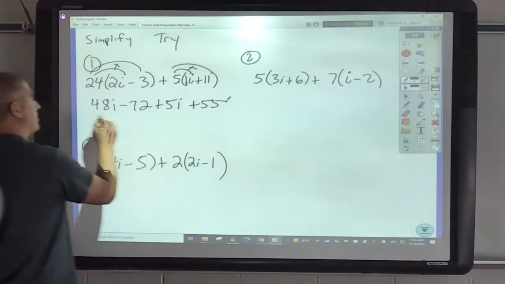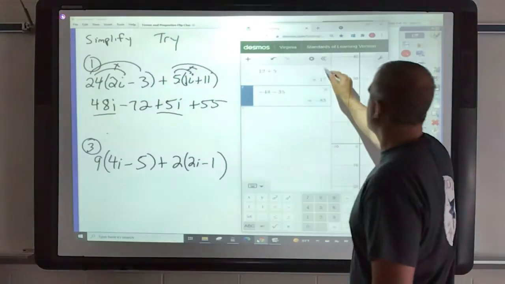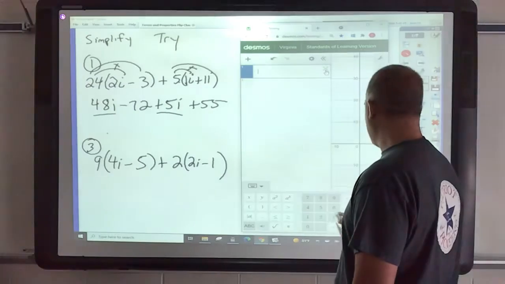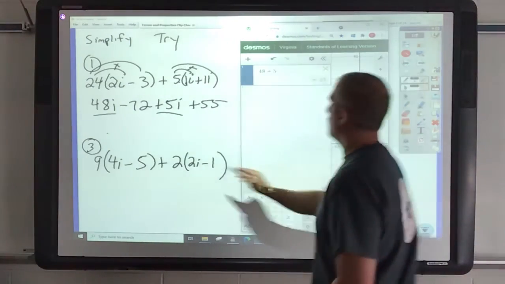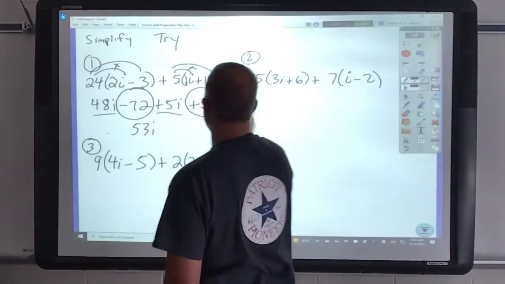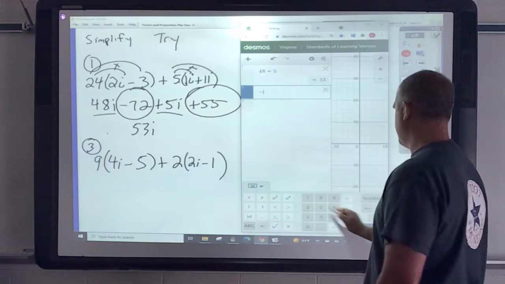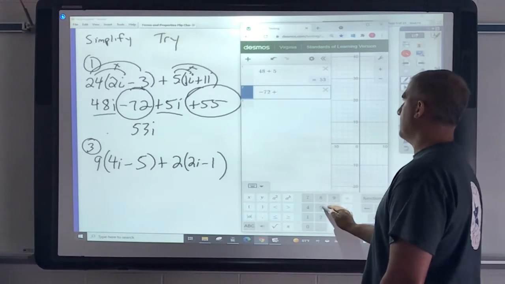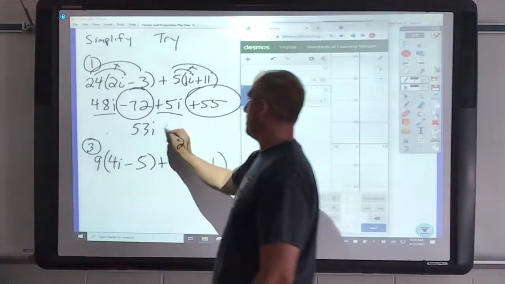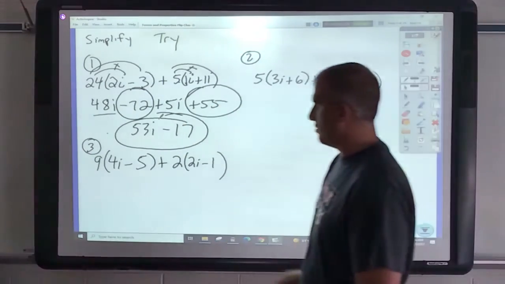I am going to show the calculations with the Desmos. So I want to calculate 48 plus 5, which would be 53i. And then negative 72 plus 55. Just type it in like you see it. Don't overcomplicate it.